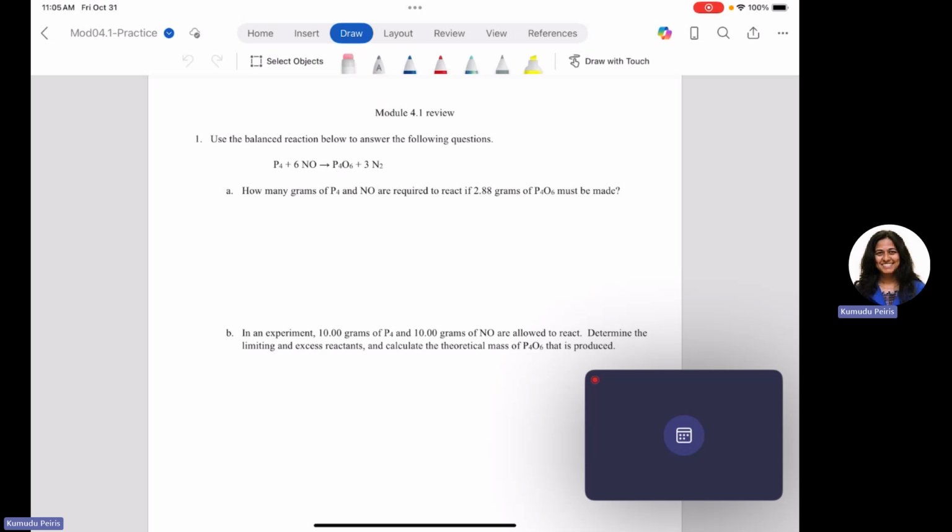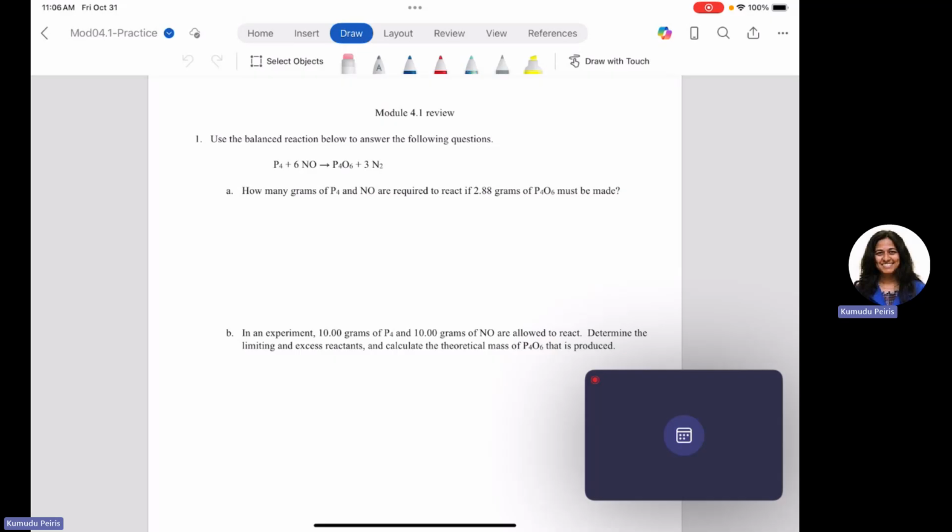Hello, everyone. Here I am about to start the practice session, the review session on the theoretical yields and on determining the limiting reagent and determining the percentage yield questions. Okay, look at the first question.